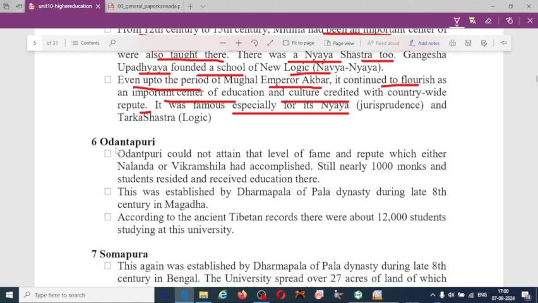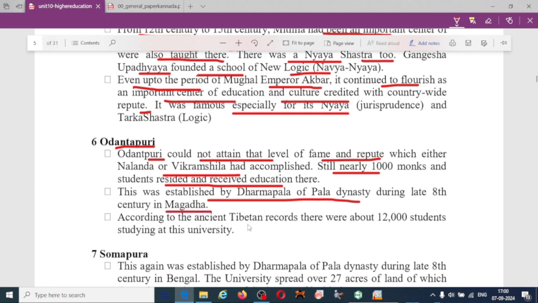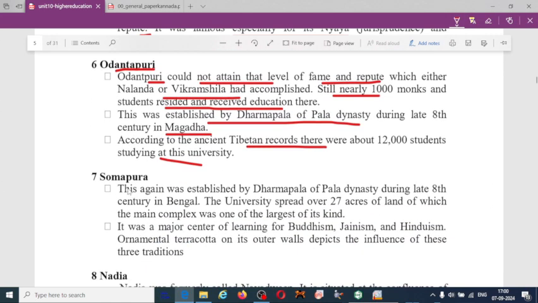Next comes the Vedantapuri. Vedantapuri could not attain that level of fame and reputation which either Nalanda or Vikramashila had accomplished. Still, nearly 1,000 monks and students resided and received education there. This was established by Dharmapala of Pala dynasty during the 8th century in Magadha. According to the ancient Tibetan record, there were about 12,000 students studying at this university.